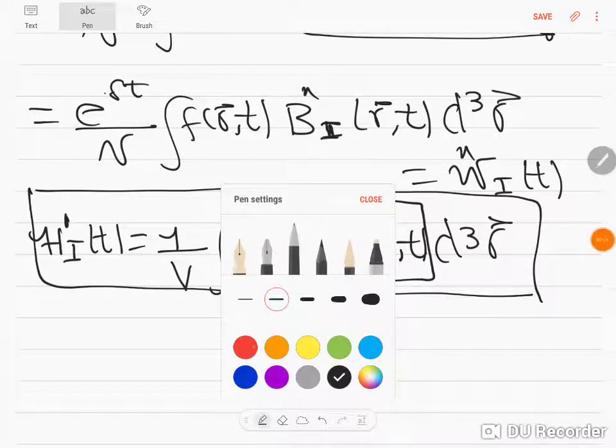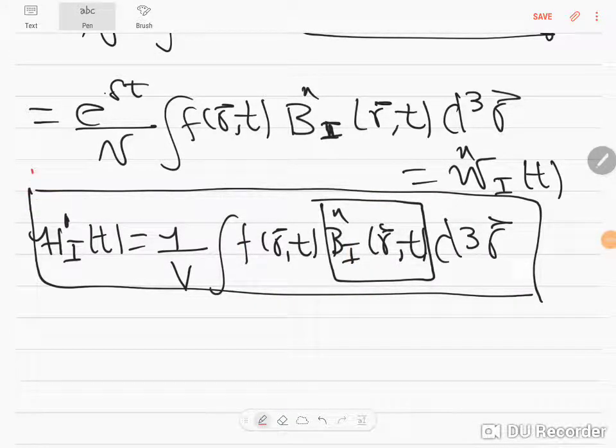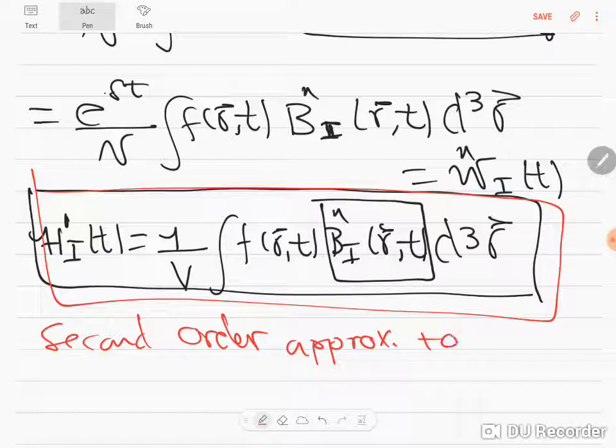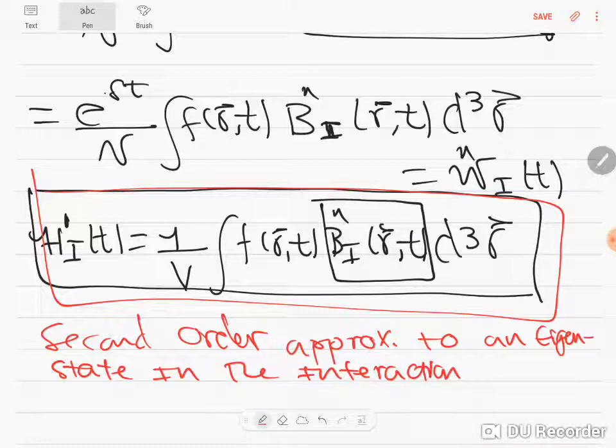Hello, in the last video we ended up just by highlighting this expression for the interaction part of the Hamiltonian, or the part that contains the perturbation, and now it becomes important to evaluate the second order approximation to an eigenstate in the interaction picture. This is to continue with our lecture on linear response.